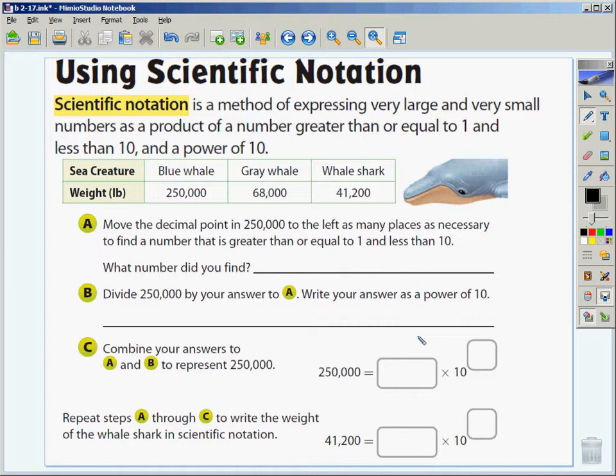Okay? So scientific notation is all about counting up decimal places and moving them a number of spaces and using a power of 10 to represent how many spaces we've moved the decimal point and in which direction we've moved it. It's really all scientific notation is. And we use it so we don't have to write out 250,000. That's not a really big number.